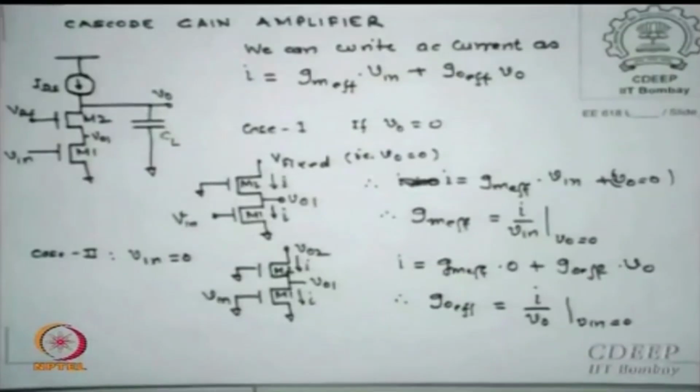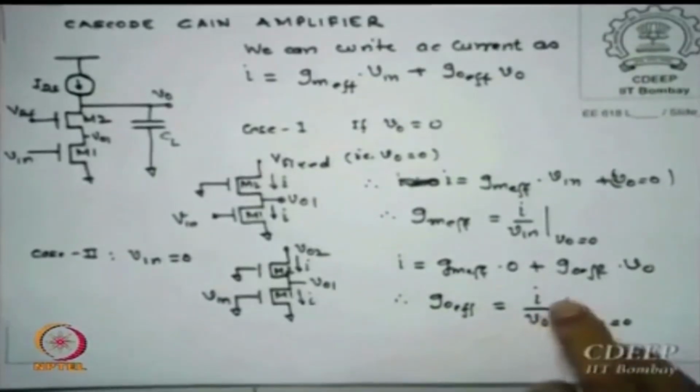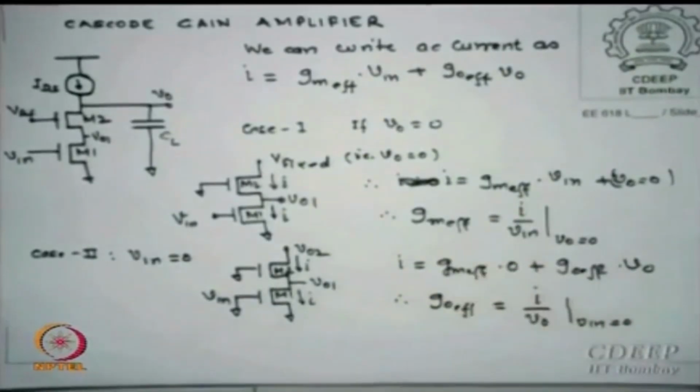So I want to solve these two cases, when V0 is 0 and Vn is 0, and equivalently I get GO effective is I by V0 and GM effective is I by Vn. So now I want to find the I and Vn ratio or I and V out ratio for the two conditions which I have written here. Is that okay? As simple as that, nothing great. To make V0 0, I say it is a fixed V, so no change, so V0 is 0 there.